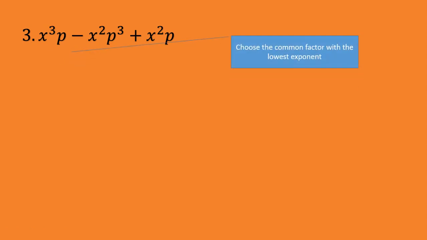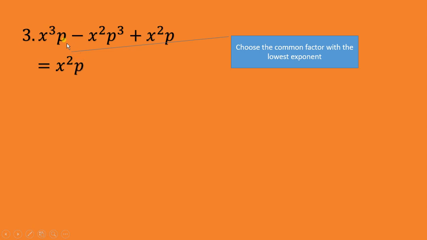In my next problem, I've got 3 expressions here, terms. In each one I see there's an x, there's a p. Which one do I choose? Important: when you have to choose, always choose the ones with the lowest exponents. So in these 3, x squared is the lowest, and p to the power 1 is the lowest, and we will choose that as our common factor, x squared and p to the power 1.